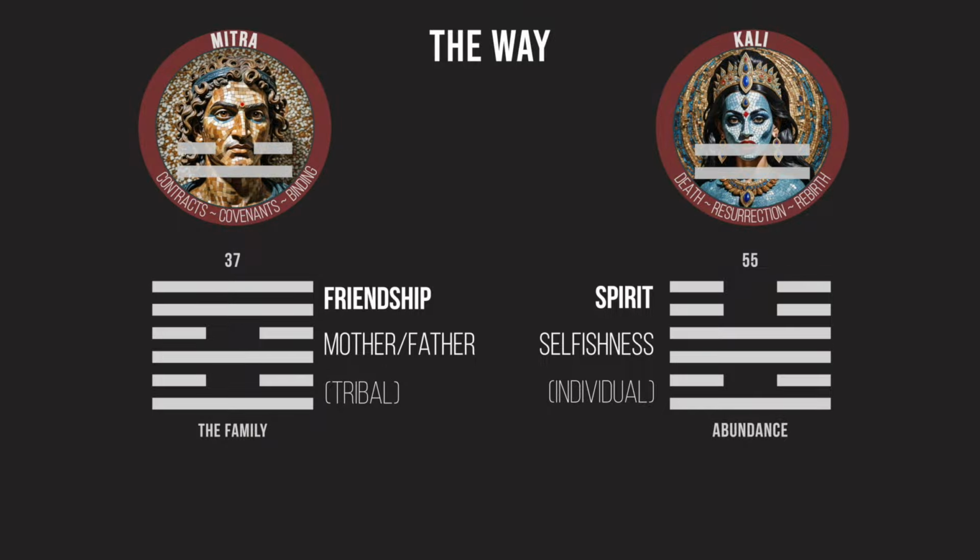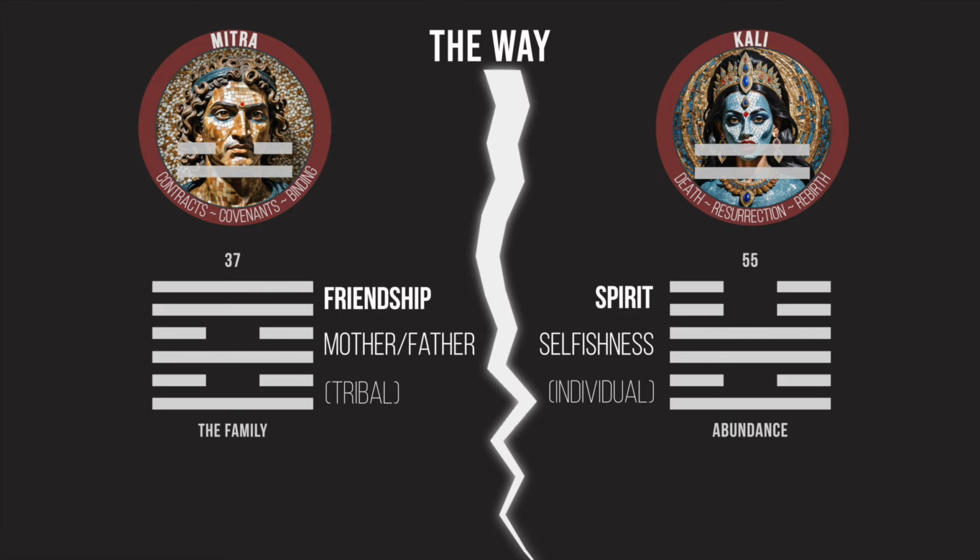So we move from the family to abundance, from tribal to individual, from friendship to spirit, from the first line of the mother-father to the 6th line of selfishness. And that's quite a shift. It's quite a break. So that's where we get to break the covenant. Right? So I feel like this is a great time to sneak out under the program. Because the program's changing. It's like, yeah, we got a new game. Thank you very much, Homo sapiens and Transitus.